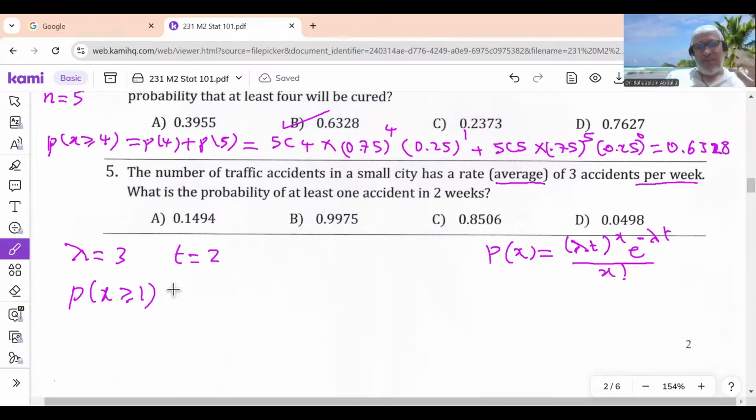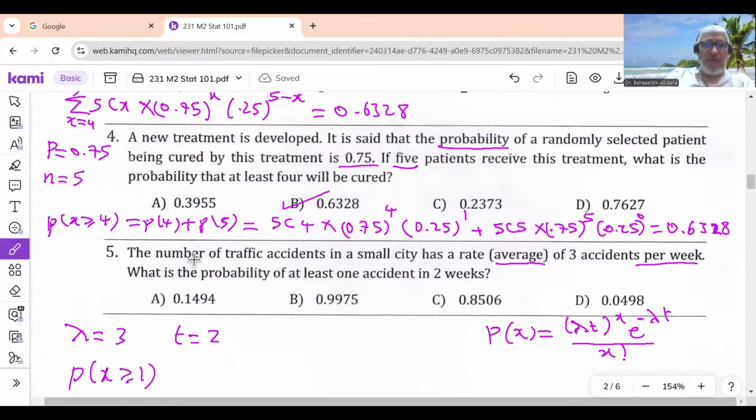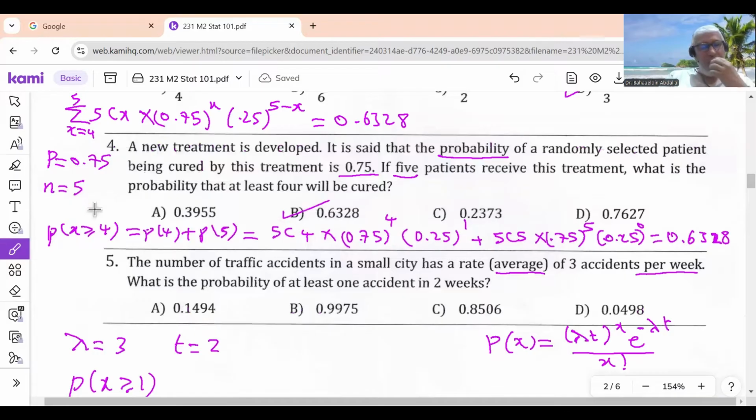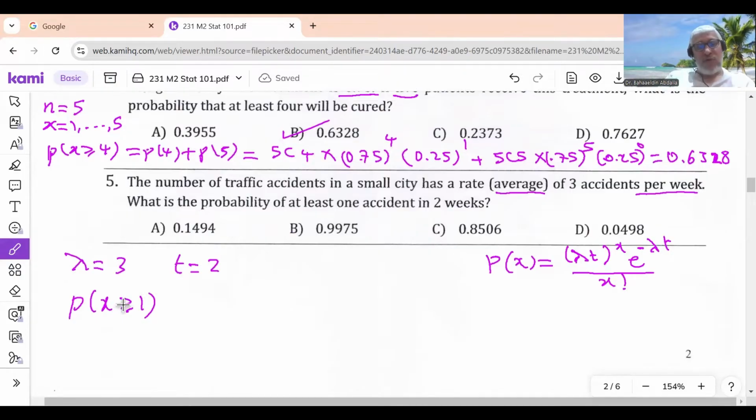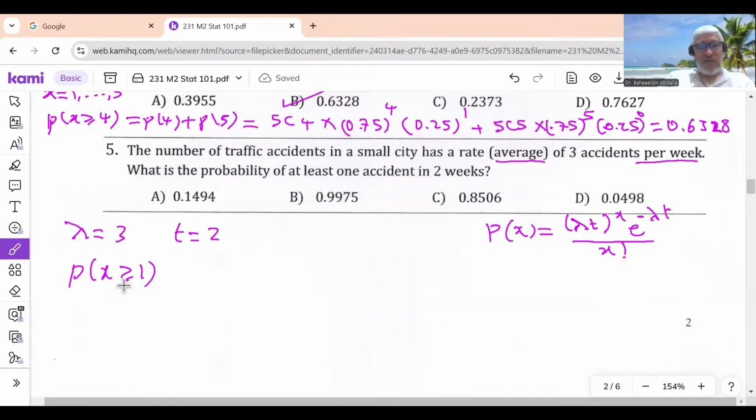But there is a difference between Poisson and binomial. In the binomial distribution, n is 5. So x runs from 1 to 5. So when he said at least 4, greater than or equal to 4, I have only 2 possibilities, 4 or 5. But here, there is no limitation for the number of x, I mean upper bound. There is no upper bound. So it starts from 0, but we don't know where it stops. It continues, the values of x, 0, 1, 2, 3, 4.